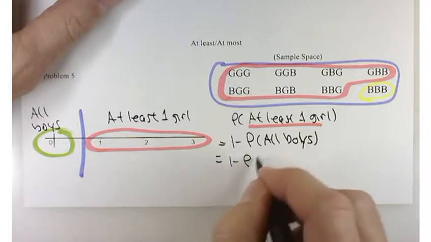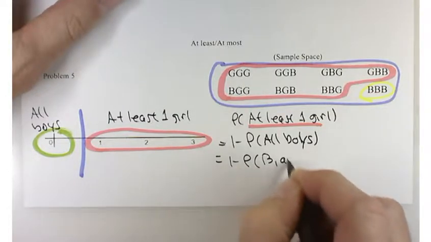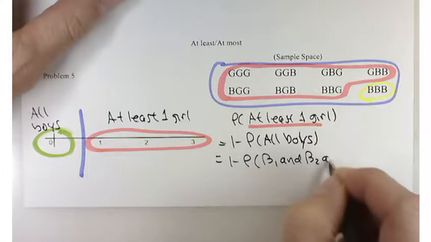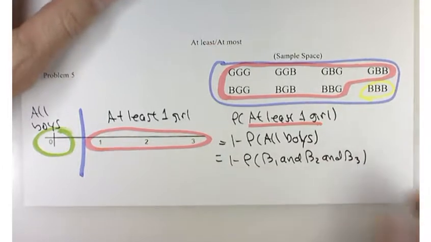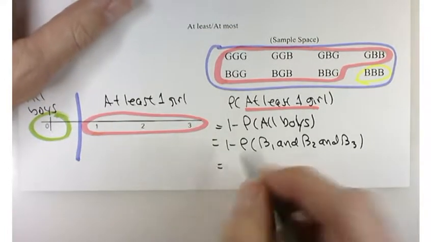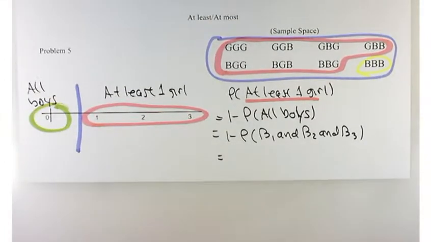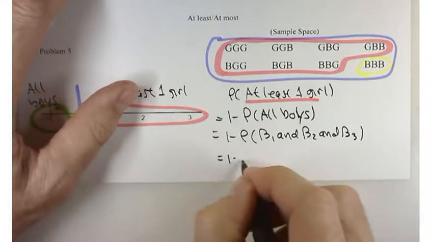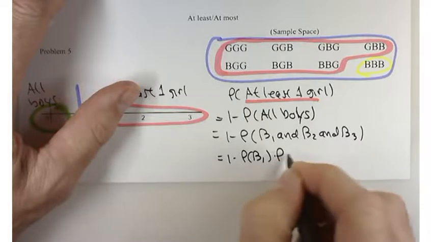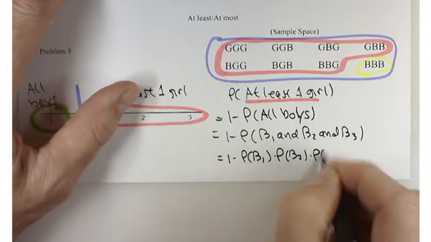So probability of all boys is probably a boy on the first one, and a boy on the second one, and a boy on the third one. Now here's where something from the last section comes into play too. These probabilities, are they independent or dependent? That is, if you have a boy the first time, does that increase or decrease or affect your chances of having a boy the second time? No. Still a 50-50 chance. They're independent. So this is 1 minus the probability of a boy on the first one, and the second one, and the third one.